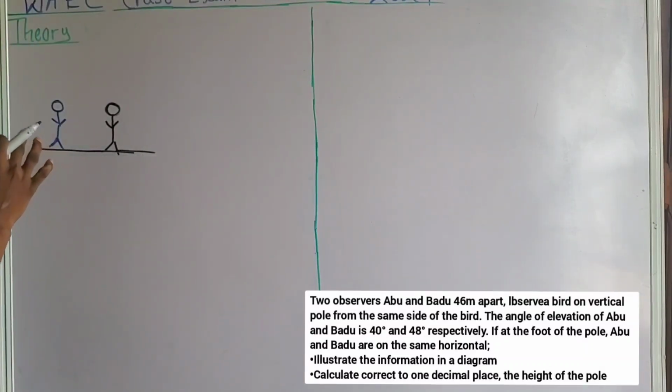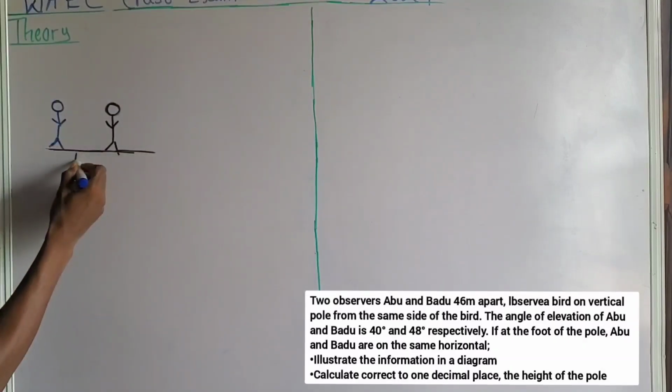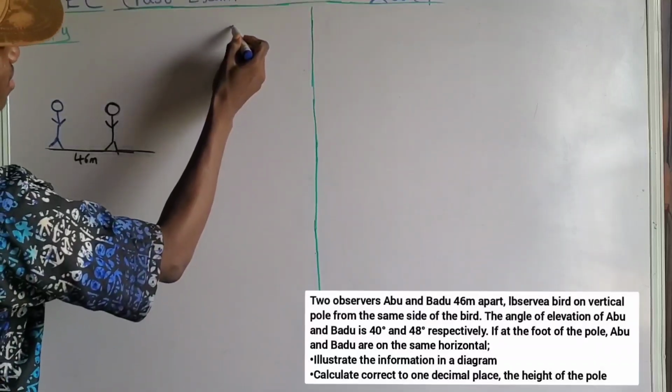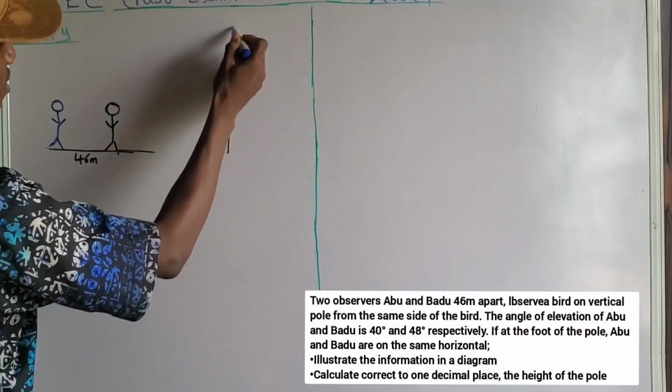So the distance between both of them is 46 meters apart. Let's represent this as 46 meters. Both Abu and Badu observe a bed on a vertical pole. Now, let's say this is the vertical pole.